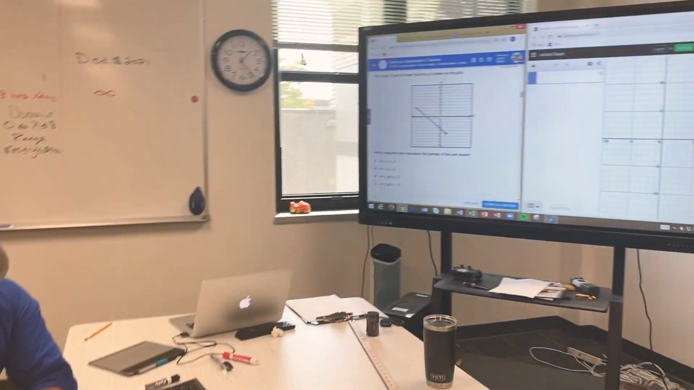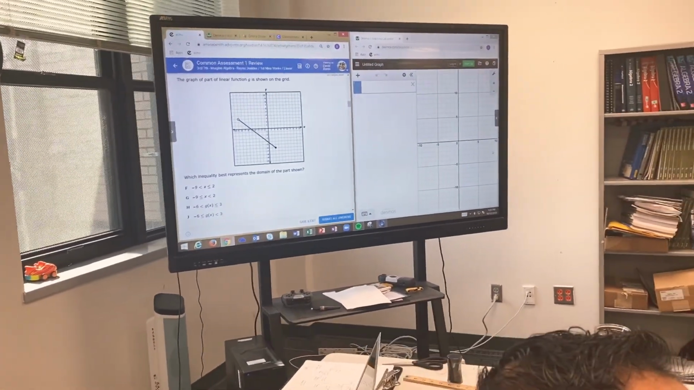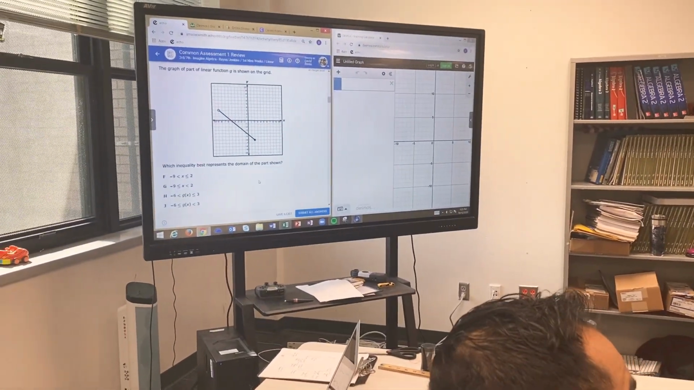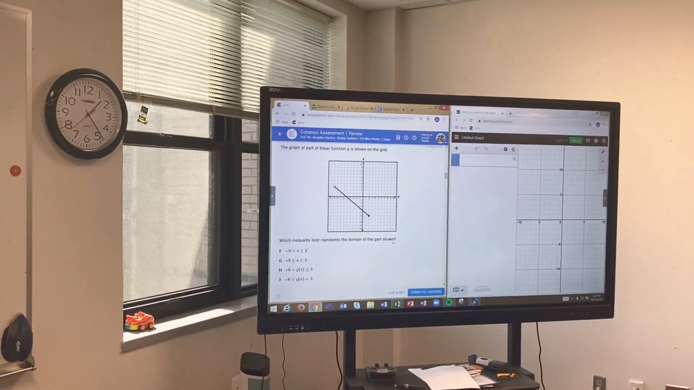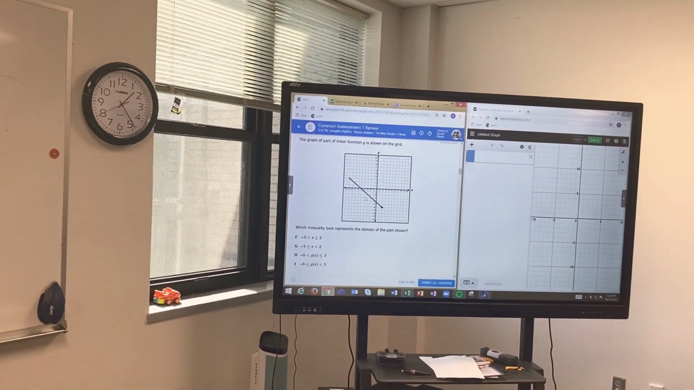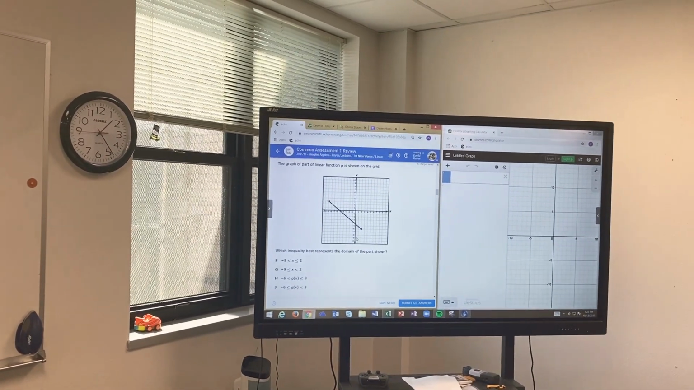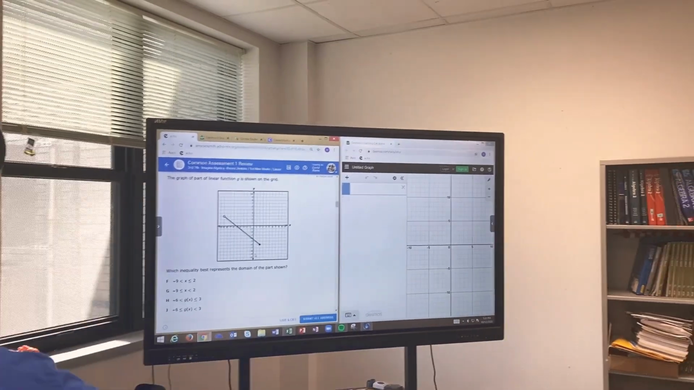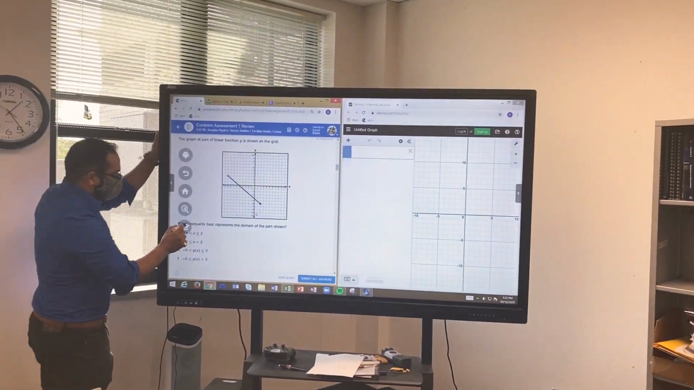So if the question does not give you a graph, if it gives you an equation, you're going straight to Desmos and typing it in. This one, luckily, has given us a graph, though. It wants to know which inequality best represents the domain of this function g. Domain, guys. What is domain? What variable? X or Y? X. Very good. If you do not know that, I need you to write this down.